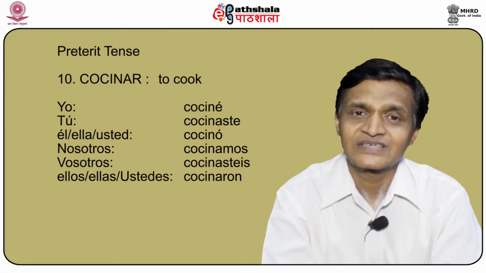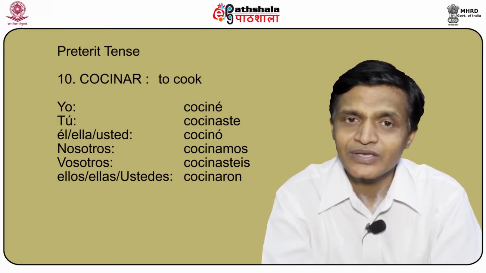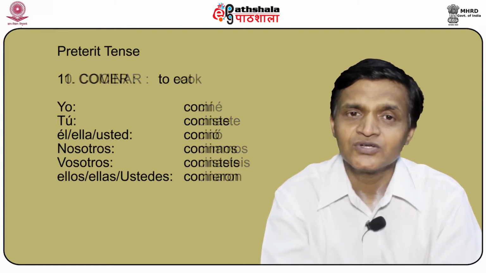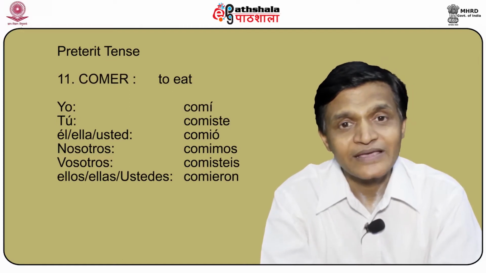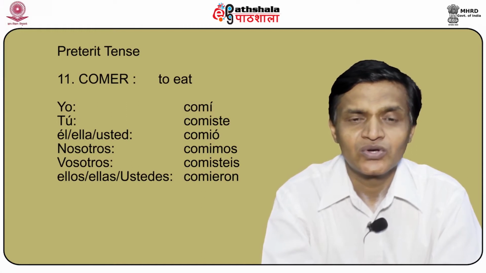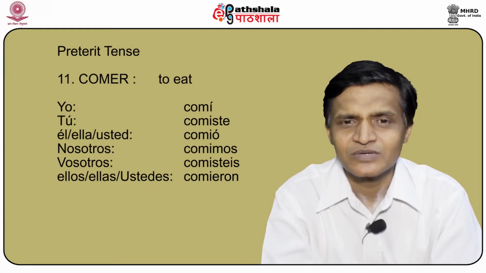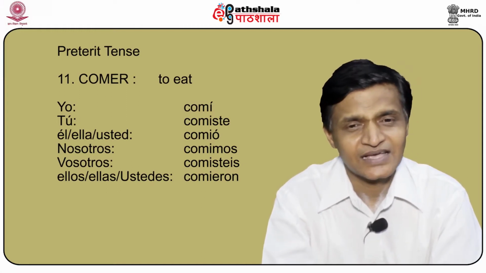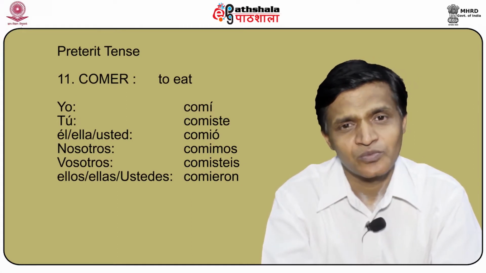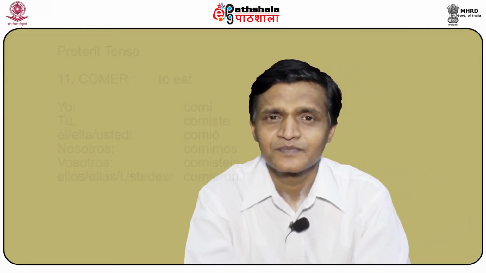Again, comer, which is an ER ending verb, becomes very easy to conjugate because you already know how ER ending verbs are conjugated in preterit. So, comer, to eat, becomes yo comí, tú comiste, él, ella, usted comió, nosotros comimos, vosotros o vosotras comisteis, and ellos, ellas and ustedes comieron. I repeat, comí, comiste, comió, comimos, comisteis and comieron.